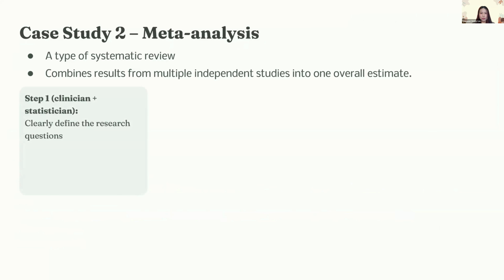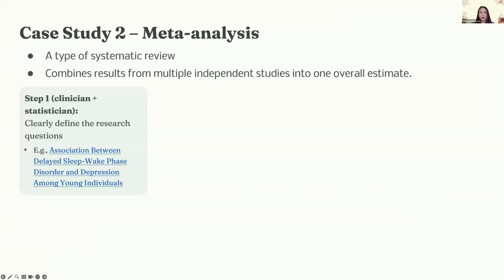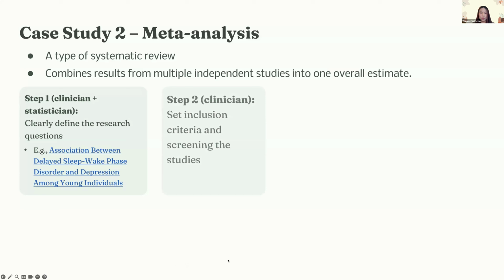Step 1 is to define the research question. For example, in one of our projects, we look at whether people with delayed sleep-wake phase disorder, or DSWPD, had higher depression severity compared to people without it. Because the outcome here is continuous depression severity scores such as PHQ-9 or BDI, we immediately know this is a two-group comparison. And step 2 is to set inclusion and exclusion criteria and screen the studies.